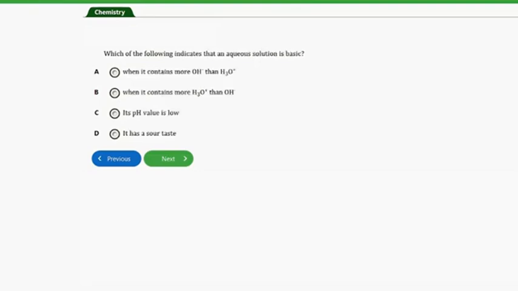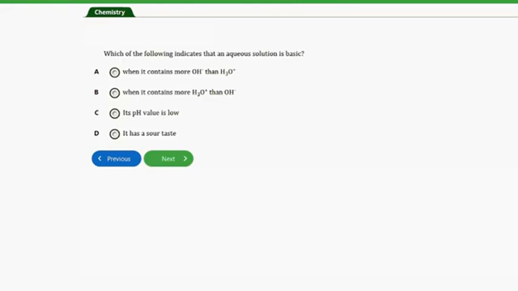So let's quickly go ahead and check out the next question. That's question number 2. The question says, which of the following indicates that the aqueous solution is basic? A, when it contains more hydroxyl ions than hydroxonium ions. B, when it contains more hydroxonium ions than hydroxyl ions. C, its pH value is low. D, it has a sour taste.